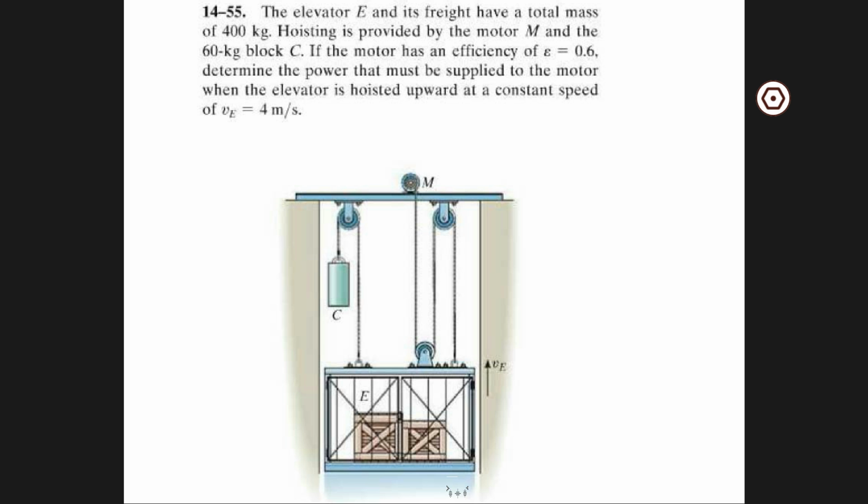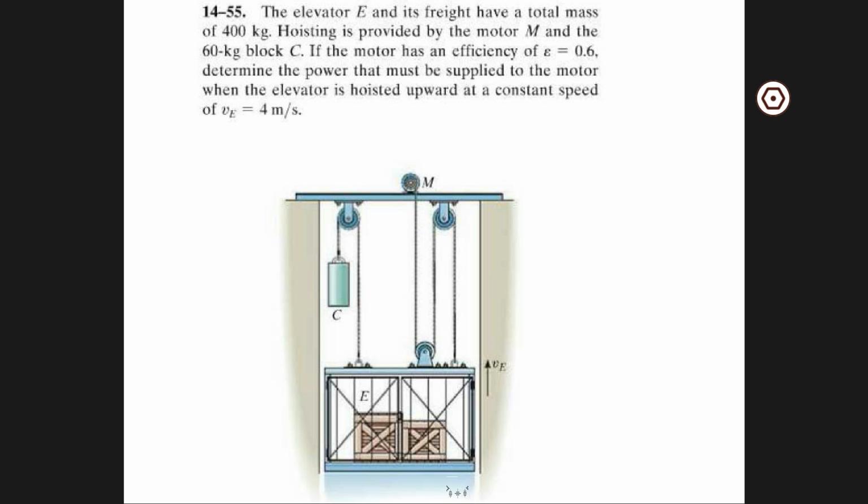Elevator is rated at a total mass of 400. Hoisting is provided by the motor, blah, blah, blah. If the motor has an efficiency of 0.6, determine the power that must be supplied to the motor when the elevator is hoisted up at a constant speed of 4.